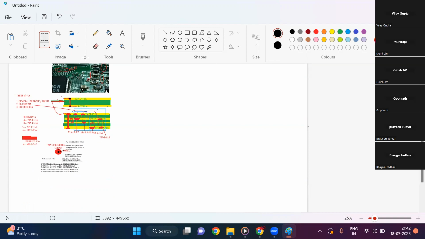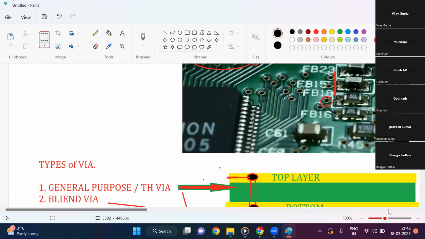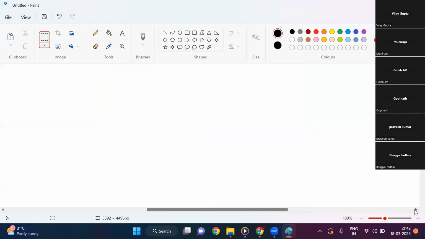Okay. Now we are moving to the next topic, fiducials. So a fiducial is nothing but just a bare area of copper. That is just a reference point to map or snap our PCBs or our motherboard for the printing and other processes. Printing means the solder paste printing. So that is nothing but a reference point.